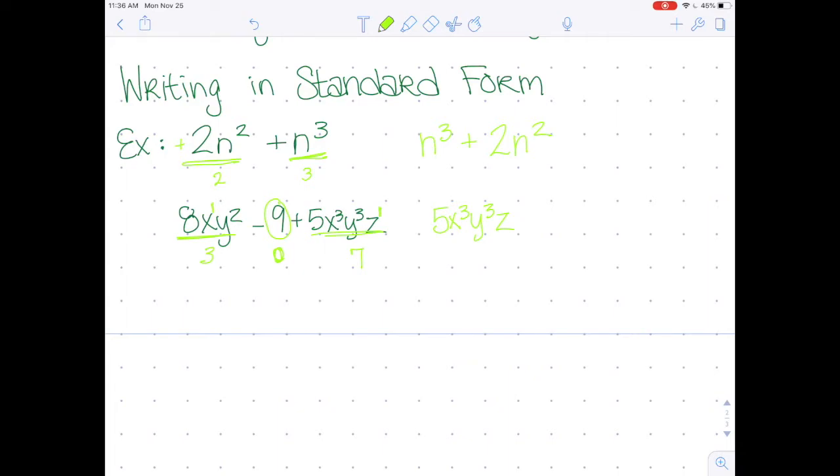Then the next highest degree would be 3, so we're going to add, because this is a positive 8, plus 8xy squared, and then last we're going to subtract 9 because it has the lowest degree. Any whole number that does not have a variable with it should always be the last thing you write in standard form. Whole numbers should come last in standard form.